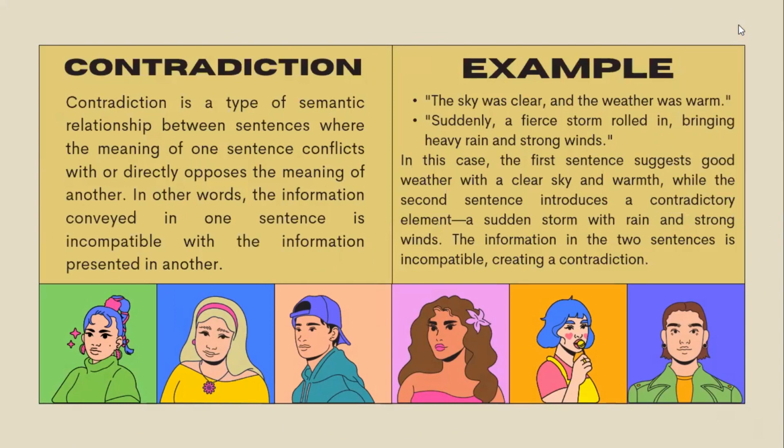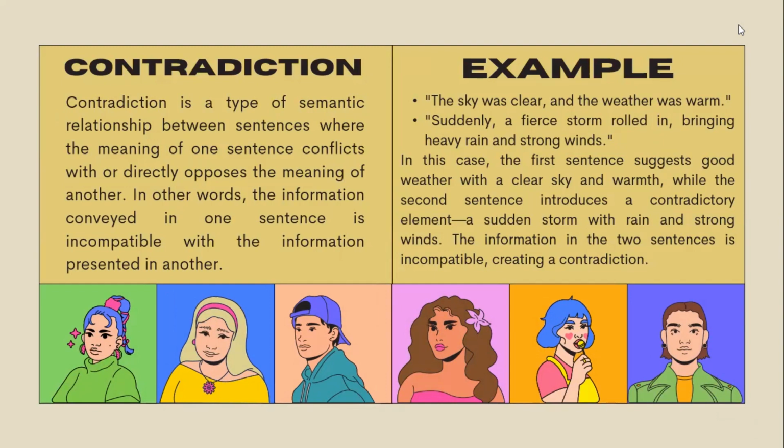Then, the contradiction. What is a contradiction, may I ask? Contradiction is a type of semantic relationship between sentences where the meaning of one sentence conflicts with or directly opposes the meaning of another. In other words, the information conveyed in one sentence is incompatible with the information presented in the other.